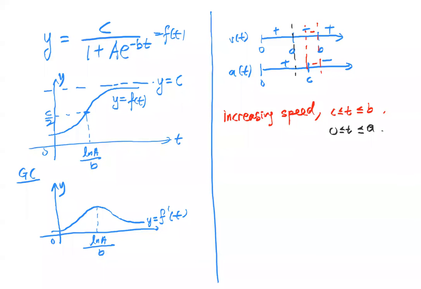So better make sure this is in your notes, and that is how you determine increasing speed or decreasing speed. You draw the v-t and the a-t sign diagram on top of each other so that you can compare.